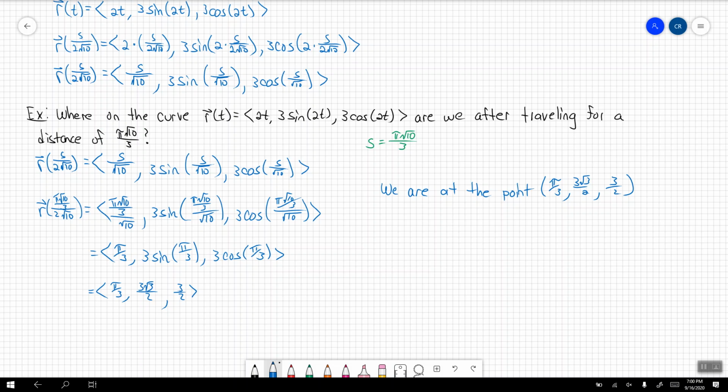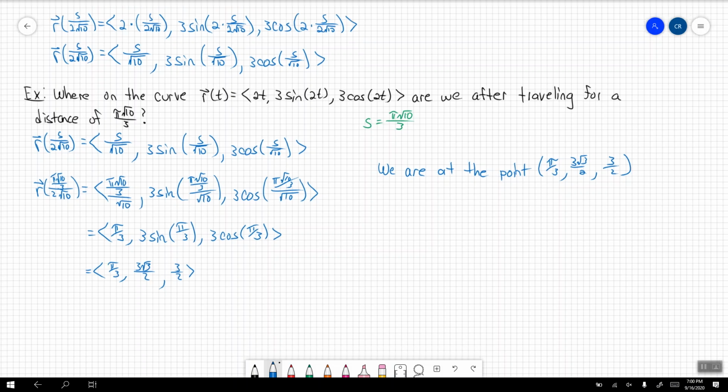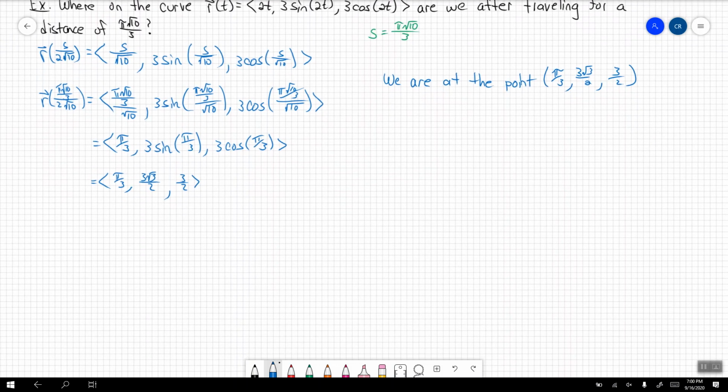Now let's keep working with that whole process of the arc length. Taking that arc length formula once again, I'm going to be using s of t, which is equal to the integral from 0 to t of the magnitude of r prime of u du. Remember, this was my arc length formula.